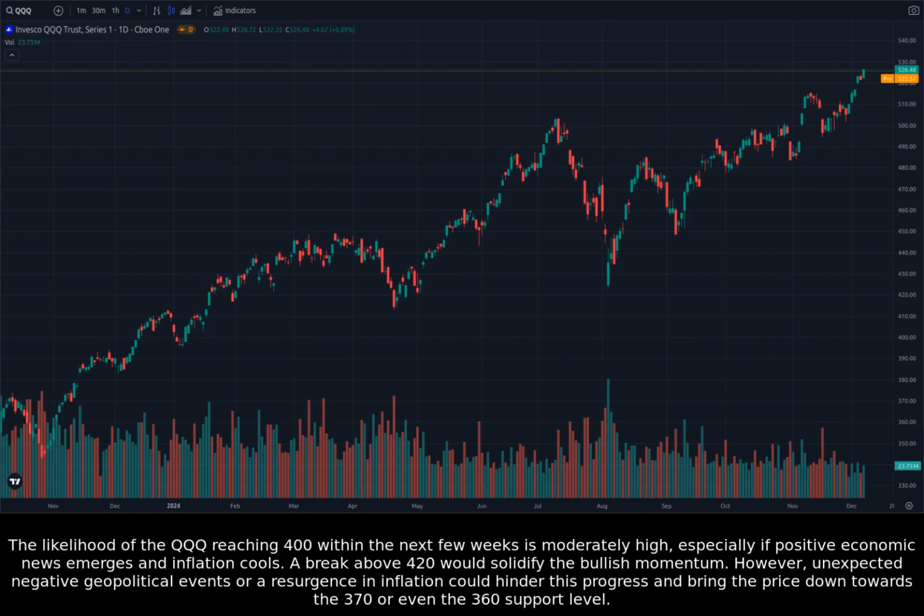The likelihood of the QQQ reaching 400 within the next few weeks is moderately high, especially if positive economic news emerges and inflation cools. A break above 420 would solidify the bullish momentum. However, unexpected negative geopolitical events or a resurgence in inflation could hinder this progress and bring the price down towards the 370 or even the 360 support level.